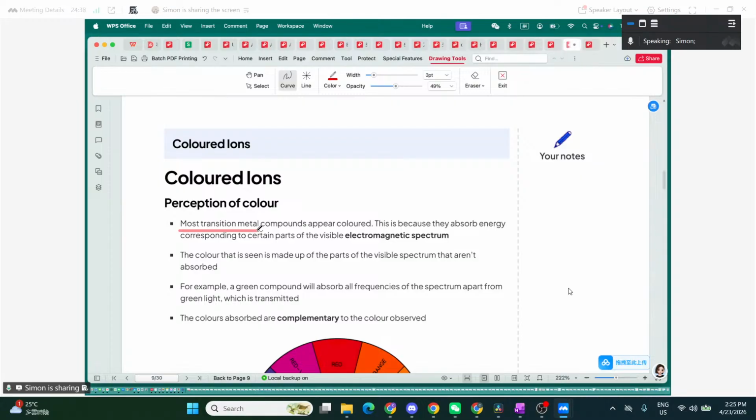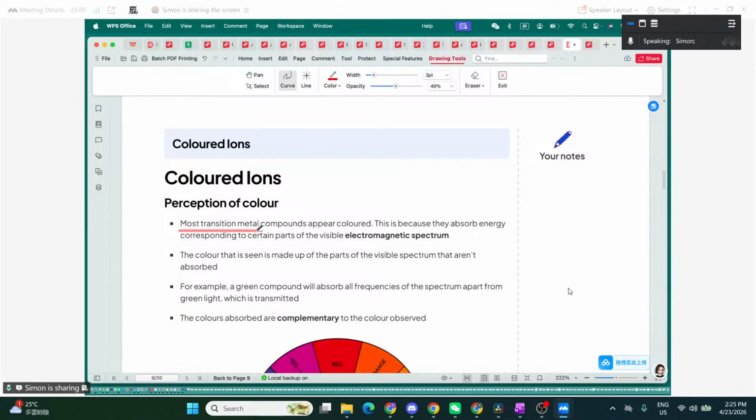This is because they will absorb what? The light. They absorb energy, and according to what? According to certain parts of the visible electromagnetic spectrum, right?